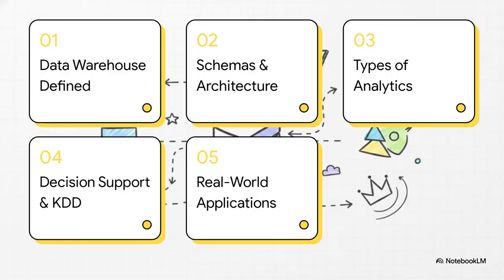So here is the roadmap for our data-to-decision journey today. Number 1, the data warehouse defined. 2, schemas and architecture. 3, types of analytics. 4, decision support in KDD. And finally, number 5, real-world applications.